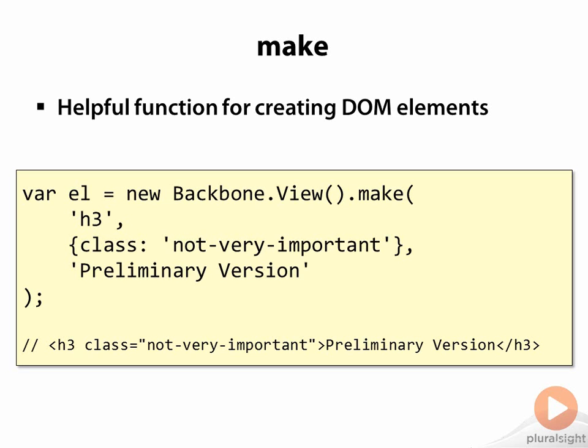The three arguments to the make method are the type of the element to create, the attributes to set on the element, and the value of the element. In this example, the type of the element is h3. The attributes are a class attribute with the value not very important, and the value is preliminary version. The comment at the bottom is the element that would be created.